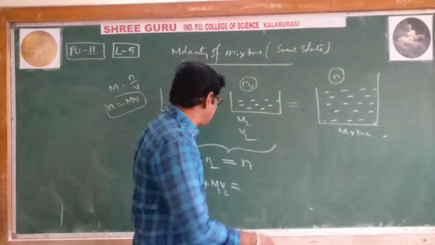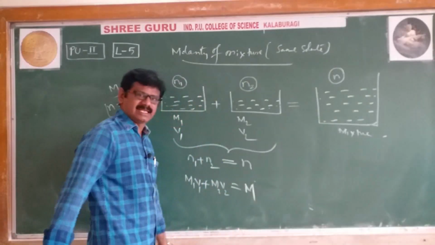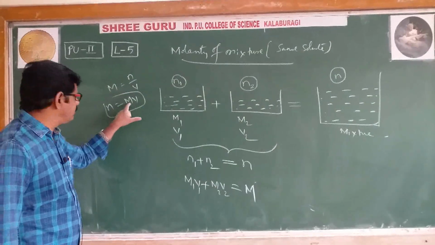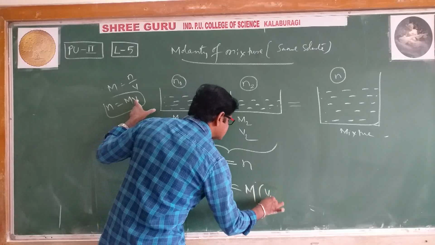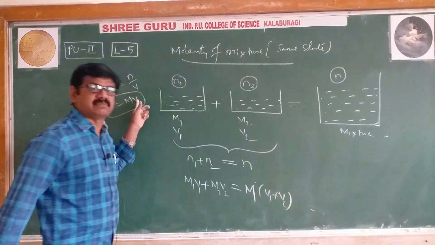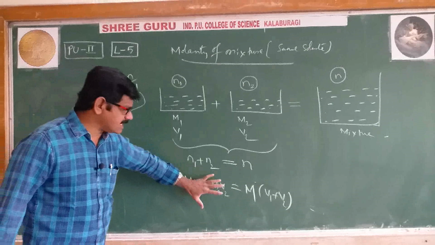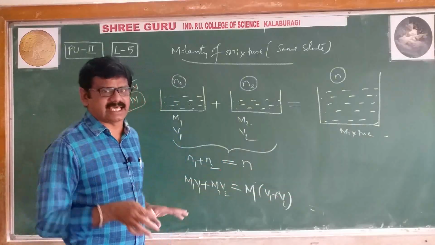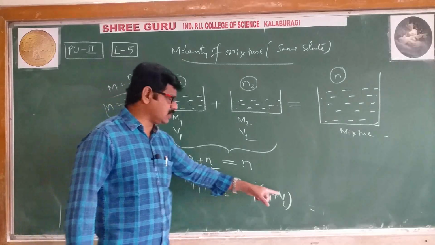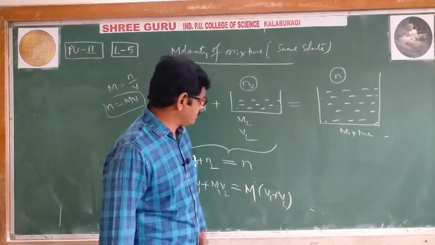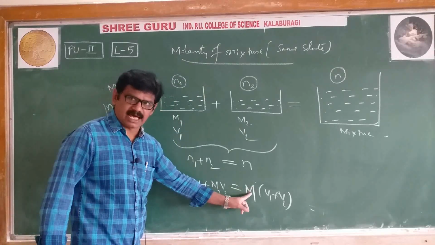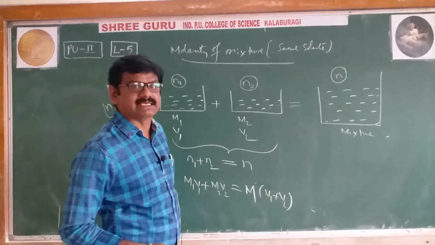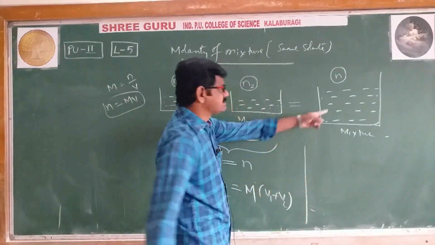Let that mixture molarity be M, and the moles formula is M into V, where V is nothing but V1 plus V2, remember. I'll repeat. These are the moles before mixing, and after mixing the moles remain the same. M1 V1 plus M2 V2 is equal to M into V1 plus V2. Once again, what is M? M is the molarity of the mixture. What is V1 plus V2? The total volume after mixing.